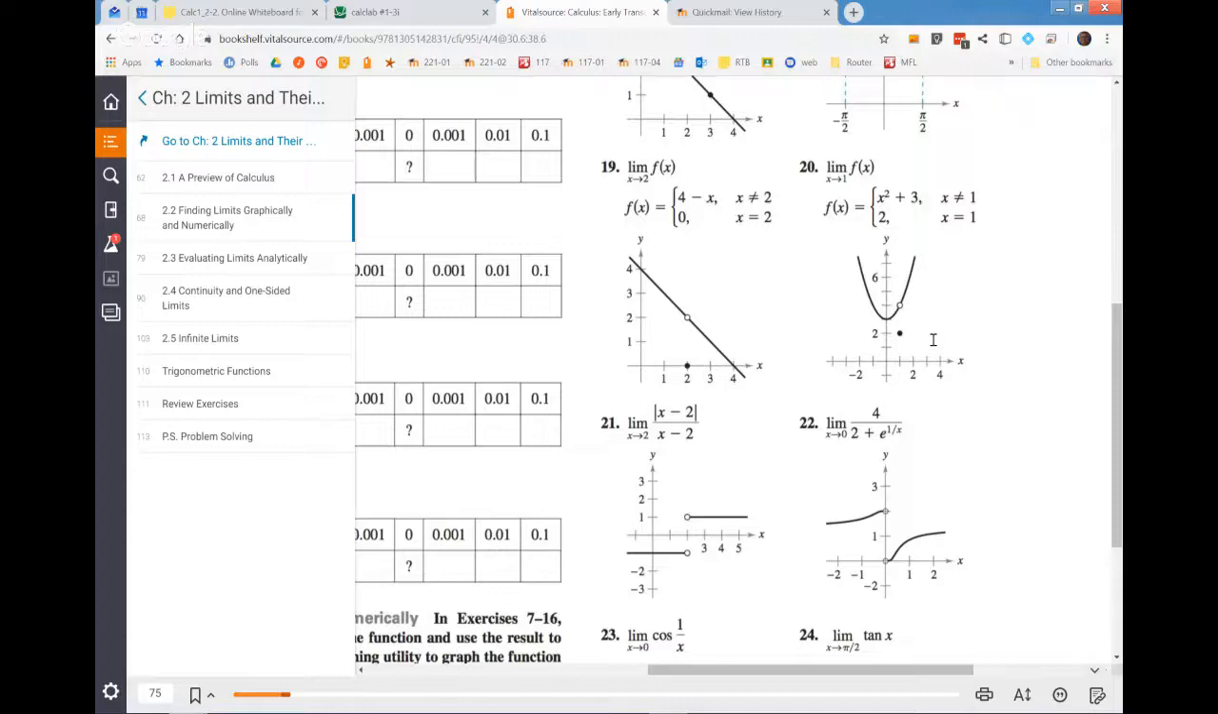Yeah. Yep. And how about from the right? Again, it's heading for 4. So what's the limit of this function as x is approaching 1? It's all heading at 4. So that would be, okay.